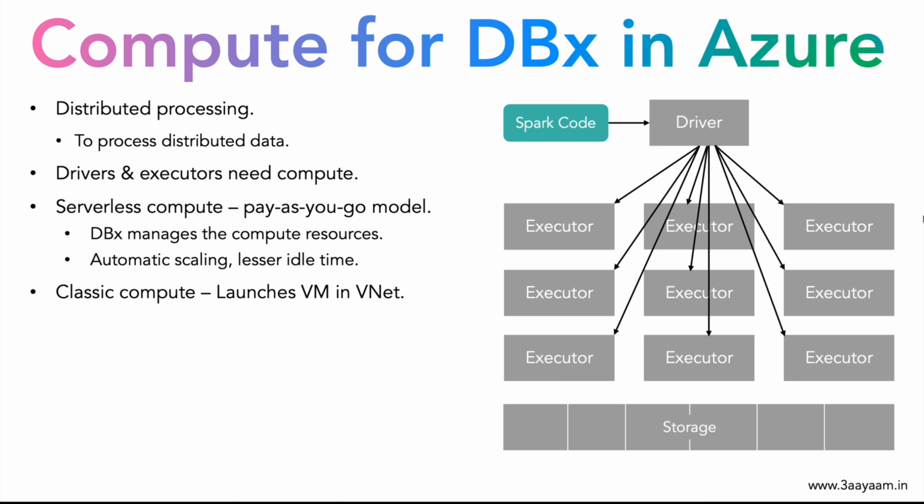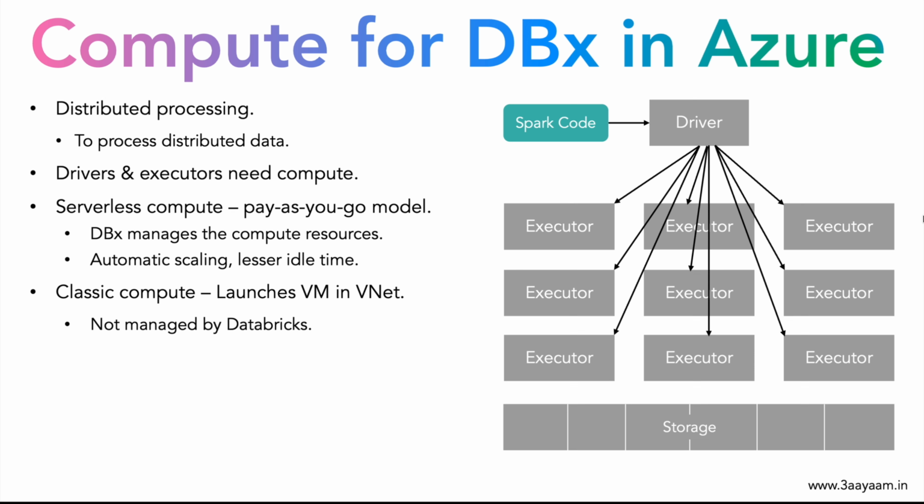Another compute capability provided by Databricks is the classic compute, which is launching of virtual servers or virtual machines inside of Azure Virtual Network. If you are using your Databricks platform for most of the time during the day, then it makes sense to use classic compute because that would be cheaper. If you are using stream processing, then also classic compute would make sense because that might be cheaper. So this is the second compute resource that is provided by Databricks on Azure.